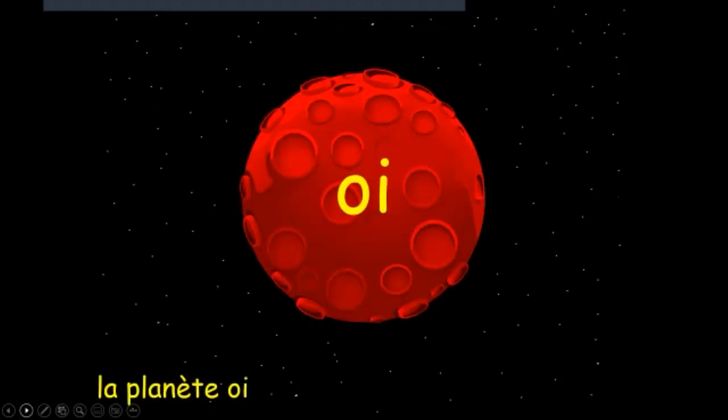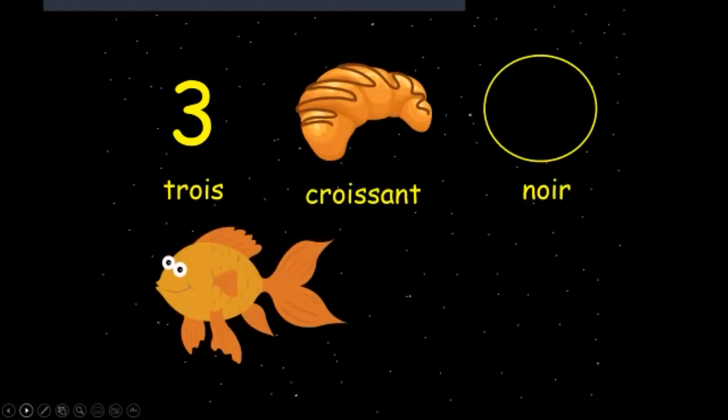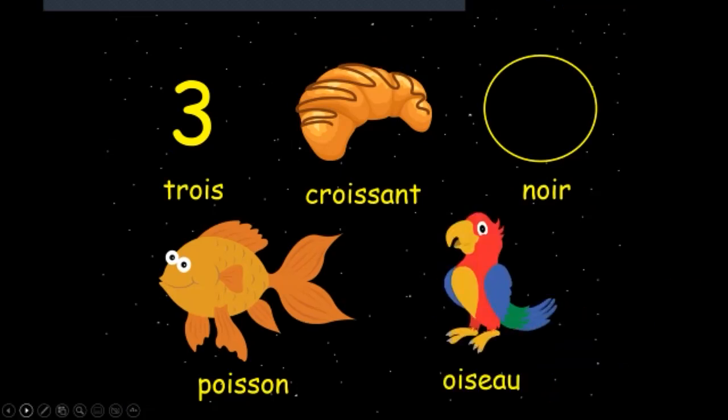La planète Oie. And we go and see what words will come up on our planet. So only things that have the wa sound can be found on our fictional planet. Croissant. Noir. Poisson. Oiseau. Okay, we might give a merit point to students who got any of those words right.